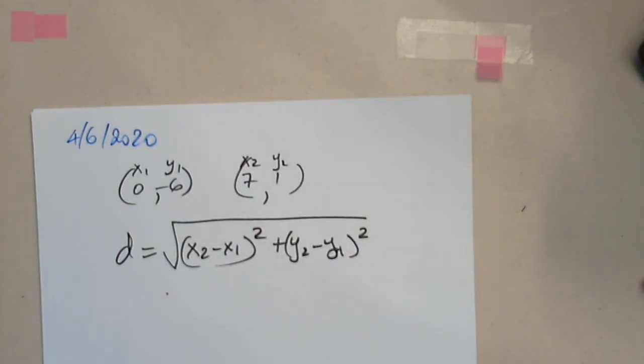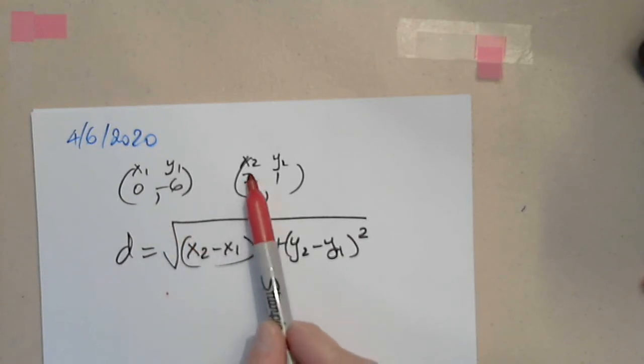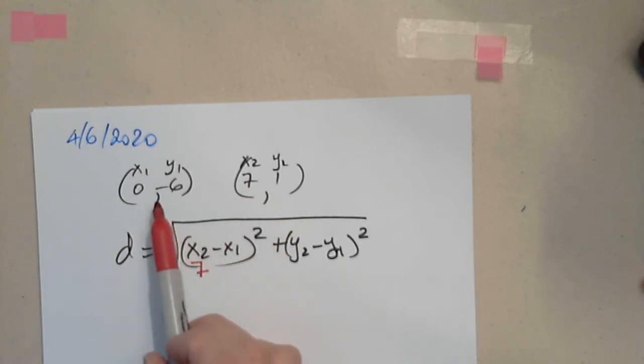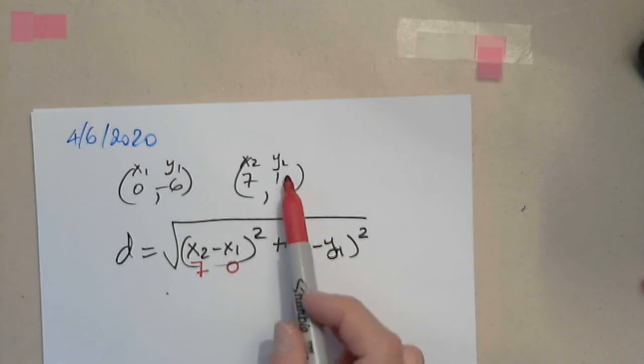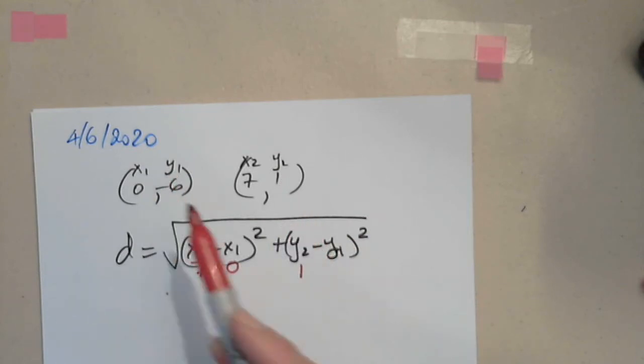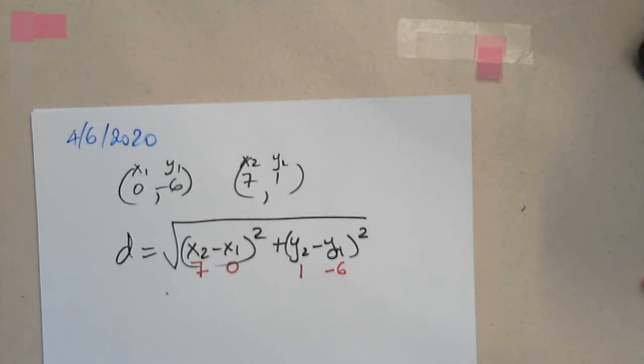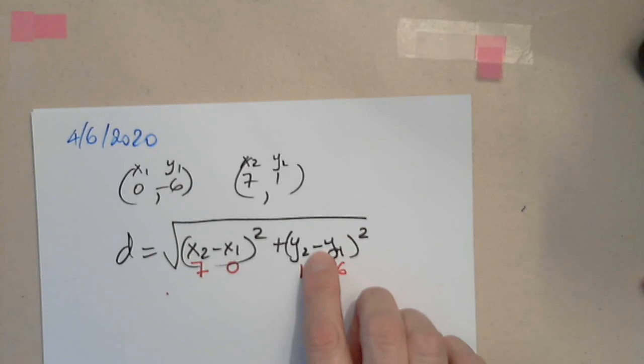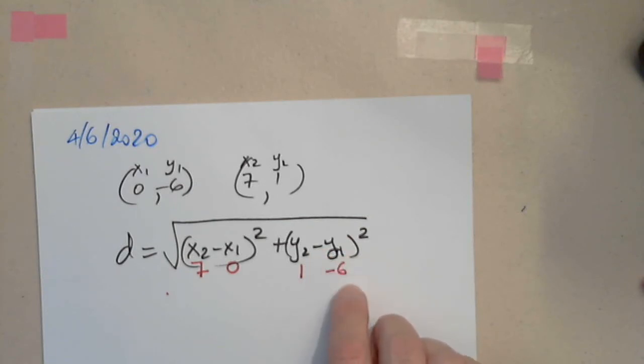Next step, I would write, so I have x2, which is 7. I have x1, which is 0. I have y2, which is 1. And I have y1, which is -6. The reason I'm doing this is because I don't like the nested parentheses. I cannot put minus and minus without parentheses, and then it will mess up the whole thing, and I may not come up with the correct answer. But this is a suggestion. If you have a better method, use it. Forget about mine.